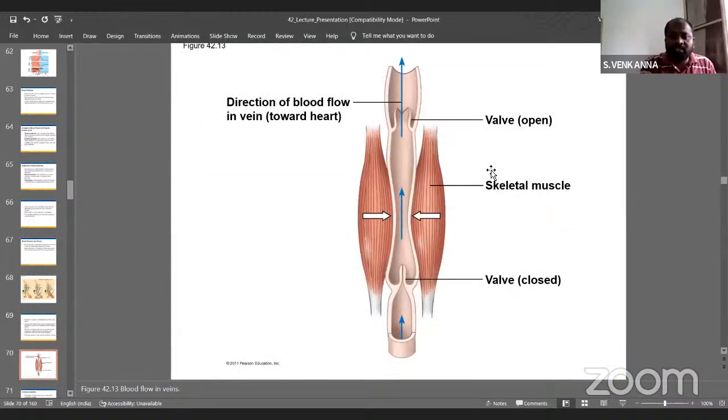So here this is the image of the blood circulation, showing the flow and direction of blood in the vein towards the heart. This is the valve open here, with the skeletal muscles, and the valve closed here.